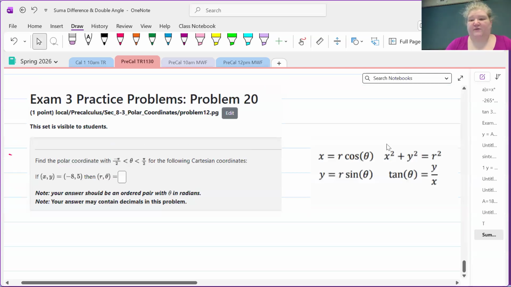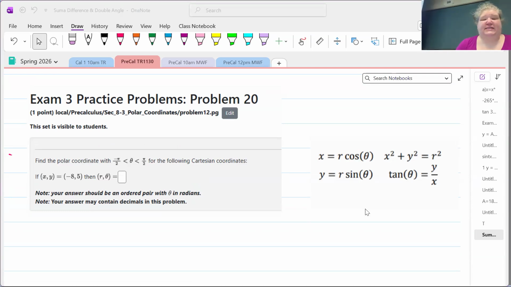So there is our four polar equations. That's what they look like on the front of the test. So I got the x equals and the y equals formulas, and then I got the x squared plus y squared equals r squared, and the tangent theta equals y over x. So I know x and y. I need to figure out r and theta.